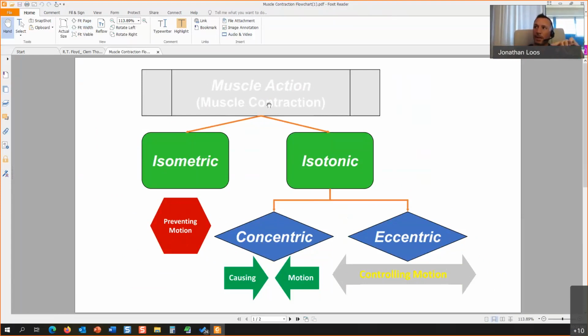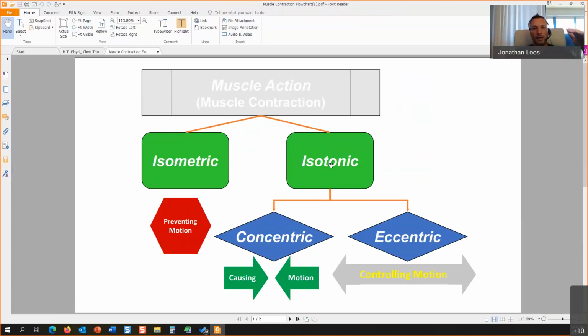When you look at the types of muscle action, this really should be joint action, but muscle contraction, you either have isometric, which is no movement, right? Iso meaning same length, so the muscle length isn't changing. If the muscle length isn't changing, there's no joint motion happening, or indiscernible joint motion is occurring.